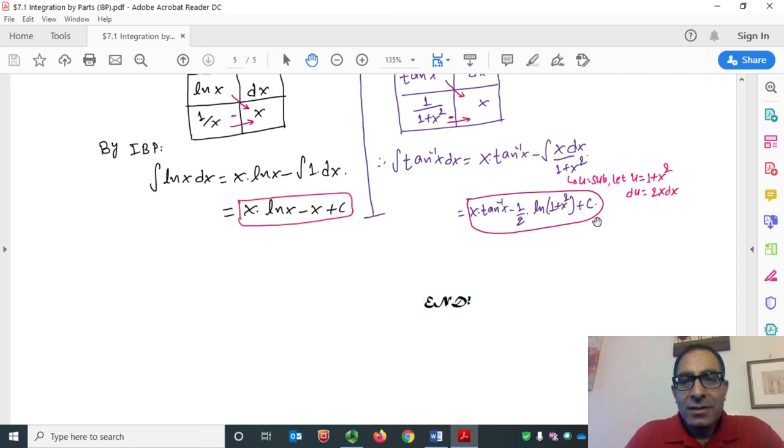Great. So we finish the integration by parts technique. In the next class, we'll study trigonometric integrals. So thank you.